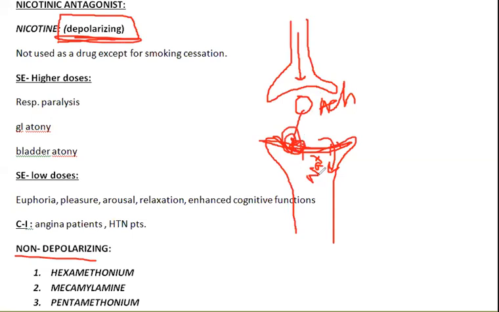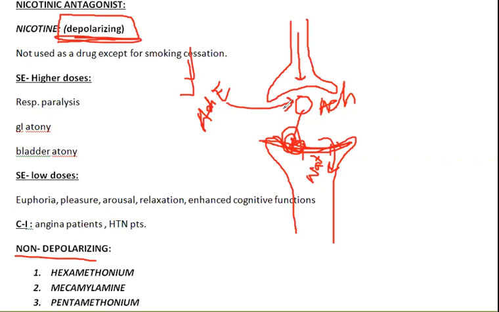Okay, and they are not causing an influx of sodium ion, but they are dealing with the enzyme acetylcholine esterase, and they are activating this enzyme more so that it may function on acetylcholine. Okay, so that is the basic difference between a depolarizing agent and a non-depolarizing agent.